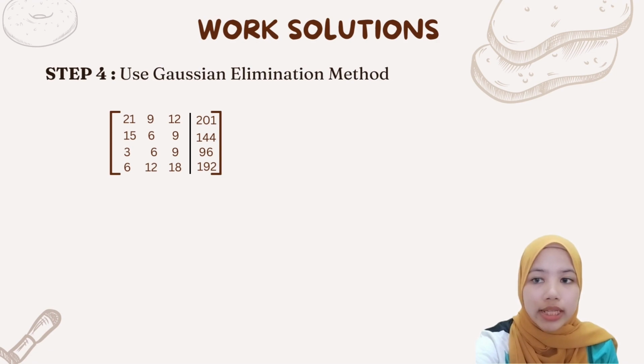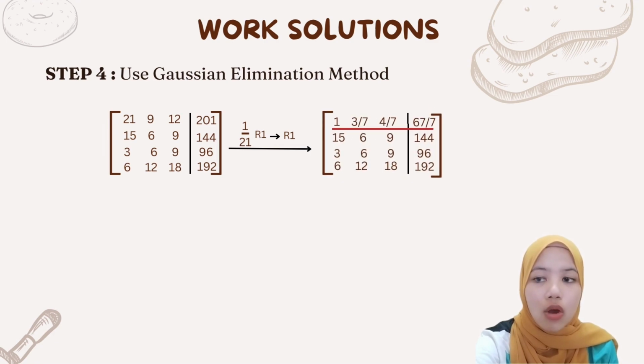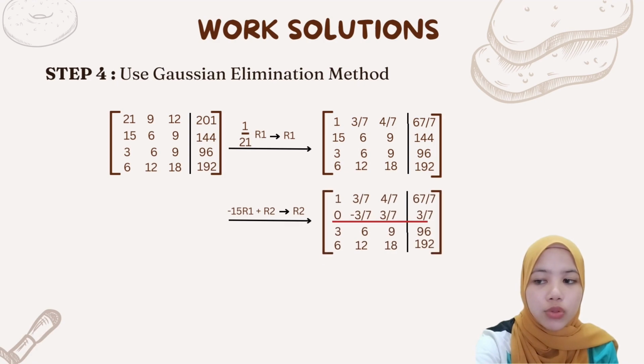For row 1, it doesn't have the leading one, so by doing 1/7 multiplied by R1, we will get row 1 is 1, 3/7, 4/7, and 67/7. Next, we reduce the non-zero constants in the second, third, and fourth rows under the leading one on the first row. By doing negative 15 R1 plus R2, we will get row 2 is 0, negative 3/7, 3/7, and 3/7.